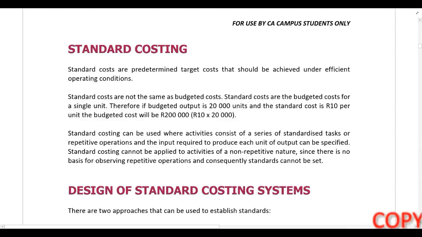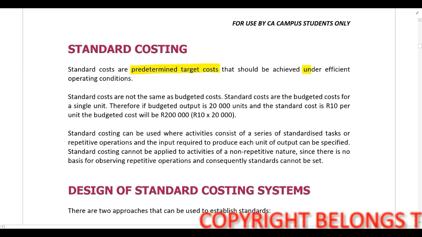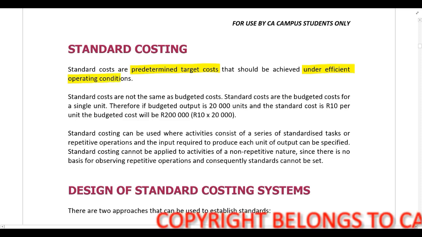In this lecture, we are going to be looking at standard costing. So firstly, what is a standard cost? It is a predetermined target cost that should be achieved under efficient operating conditions.